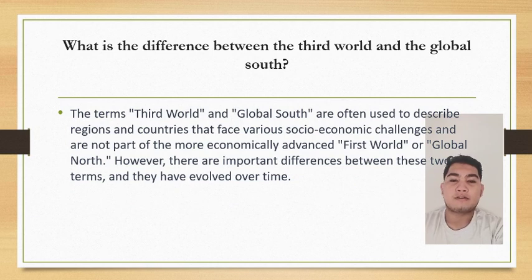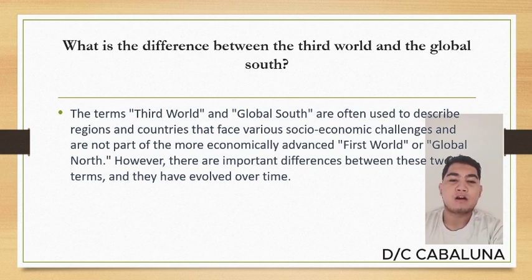What is the difference between the Third World and the Global South? The terms Third World and Global South are often used to describe regions and countries that face various socio-economic challenges and are not part of the more economically advanced First World or Global North. However, there are important differences between these two terms, and they have evolved over time.